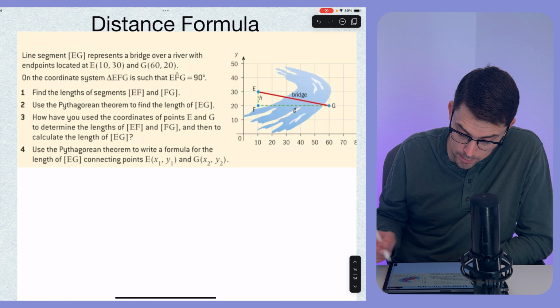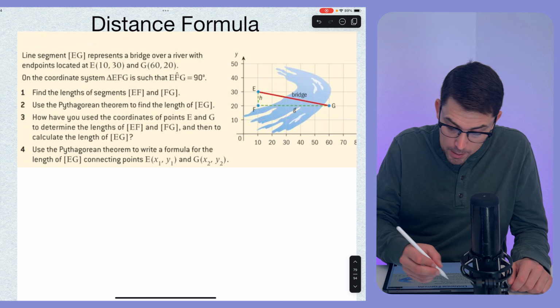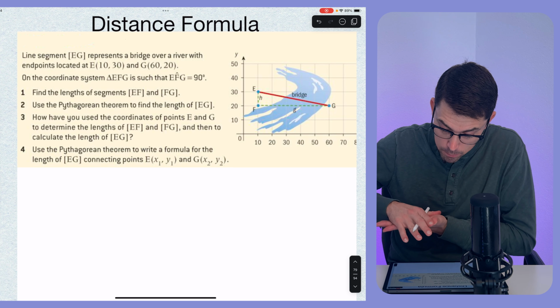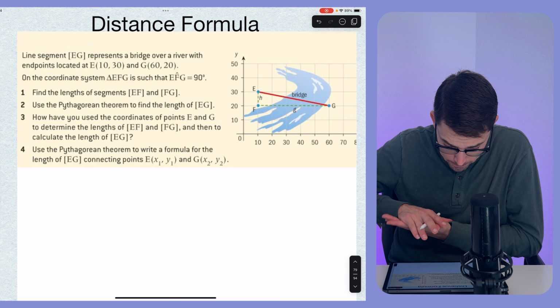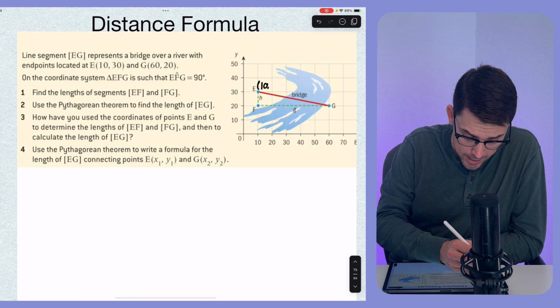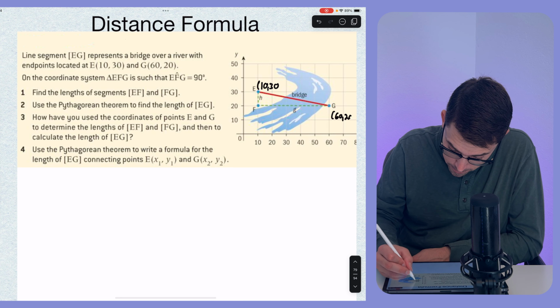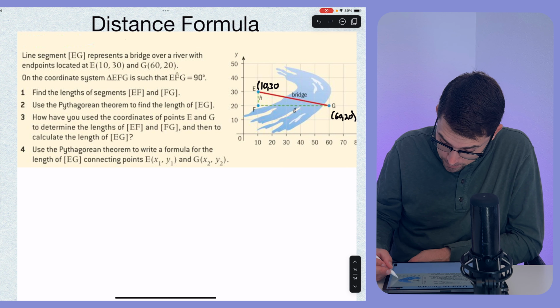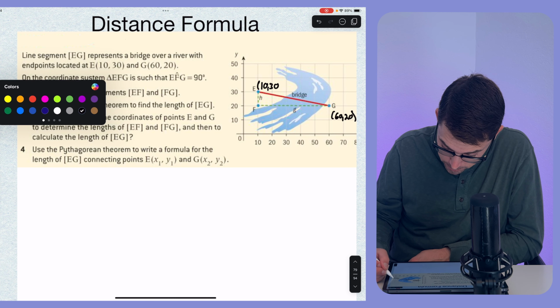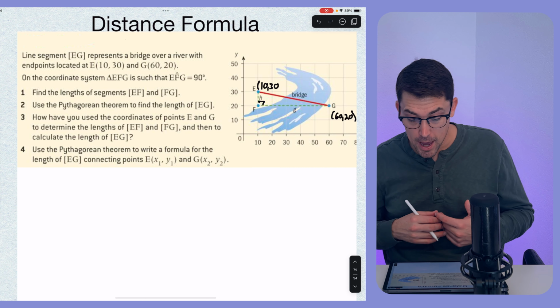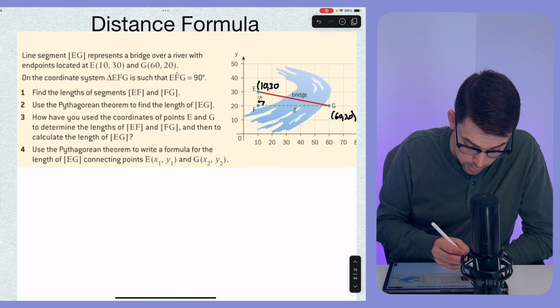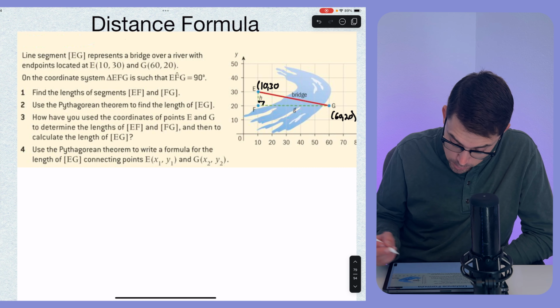And what this is going to do is represent a bridge that's kind of all over this water, okay? And so we're given endpoints because we slapped it on top of a two-dimensional Cartesian coordinate plane. E is going to have a value of (10, 30), and then G is going to have a value of (60, 20), because again, that's what's given to us. And I also know that this is going to be a right triangle. All right, so we got a little right triangle in there.